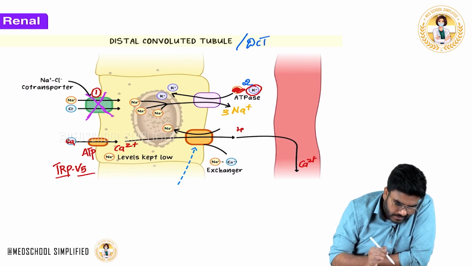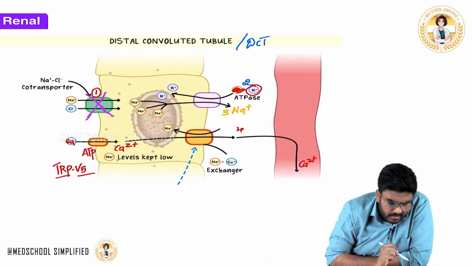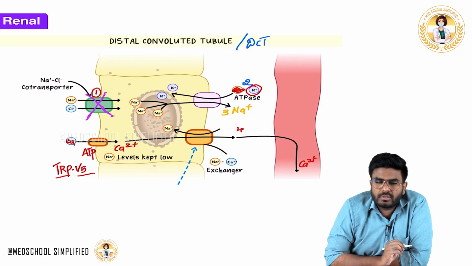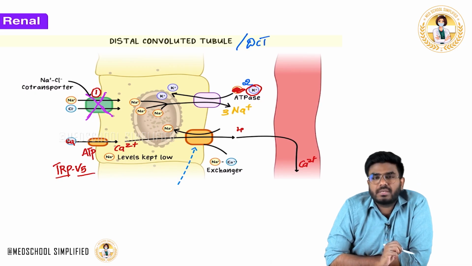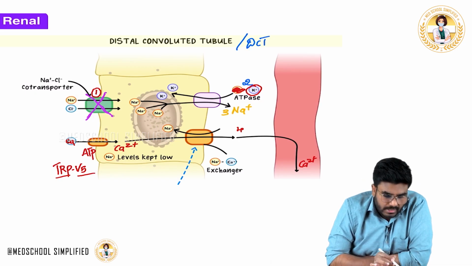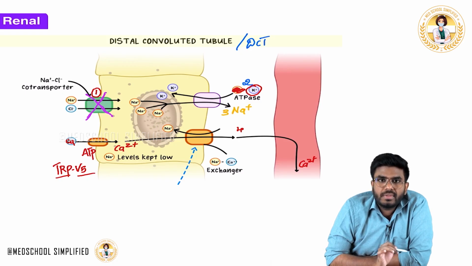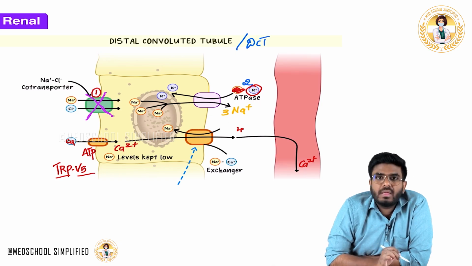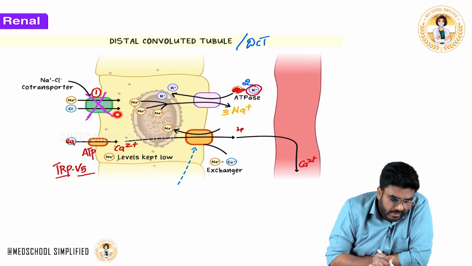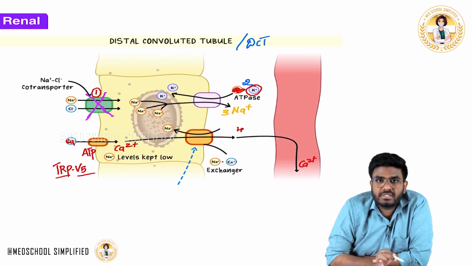How? The thiazide diuretics will come and inhibit this transporter, the sodium chloride symporter. So what happens? Now sodium is not coming into the cell. I have already asked you to remember that there are 2 ways by which sodium enters into the cell. This is one way, and this is the other way. Now one of the ways of sodium entry into the cell is blocked. So sodium is not coming into the cell.